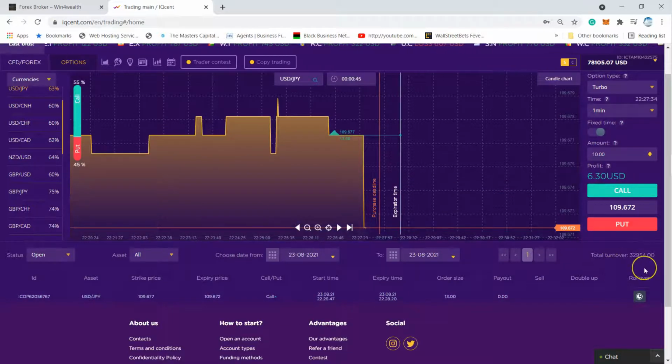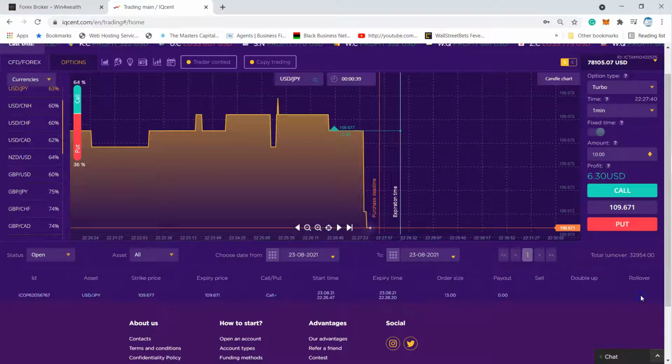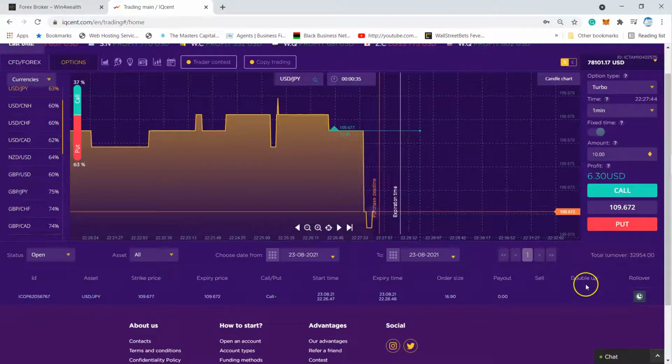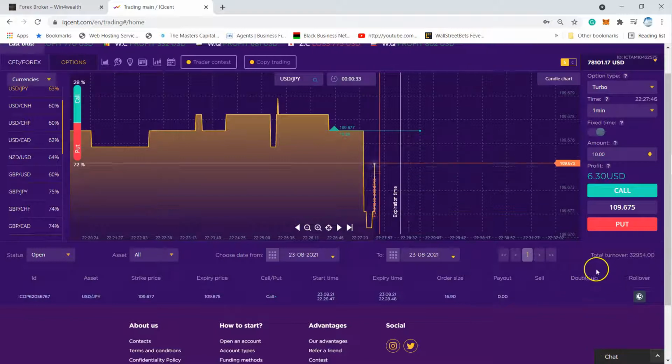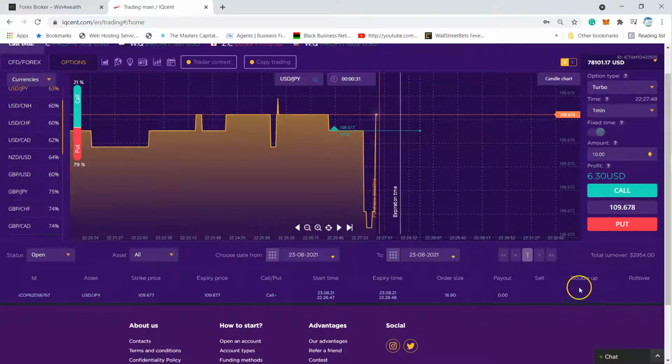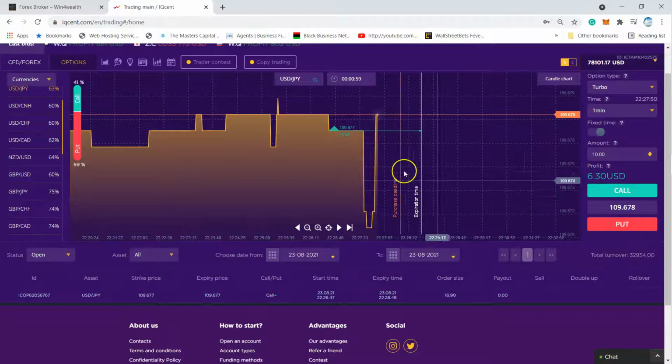Now, let's say you want to roll over again because it went the wrong direction. I wouldn't really roll over this, but I want to show you guys what it looks like. So we're going to roll over one more time, and it's going to give you some more time. And I wanted to show you guys next how to do a double up. But now you see we would have lost that trade, but since we rolled it over 2 times, now we're winning this trade because the trade went back up for us.